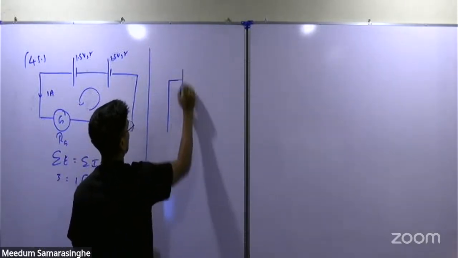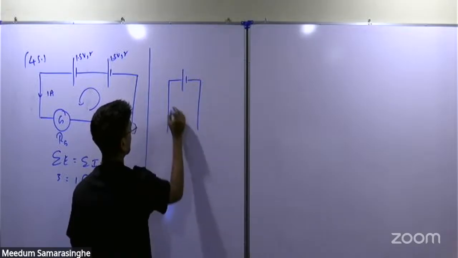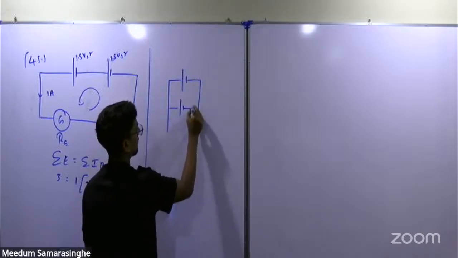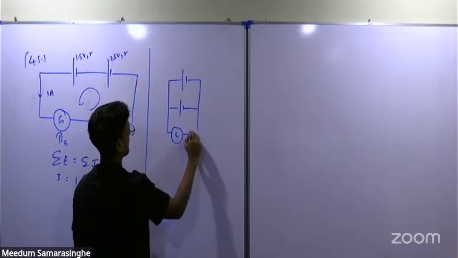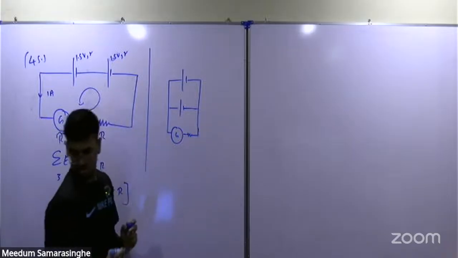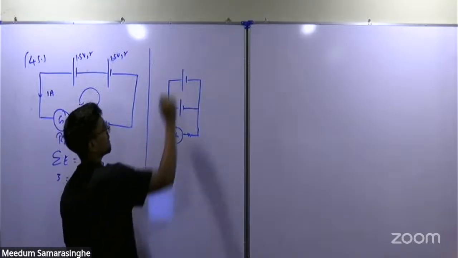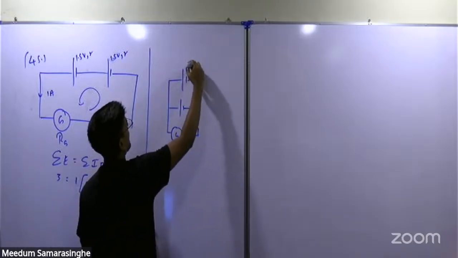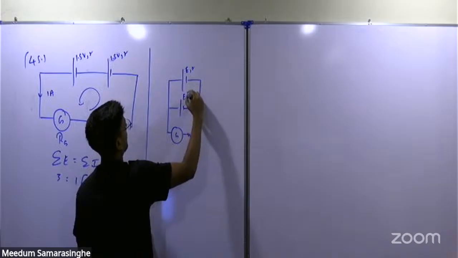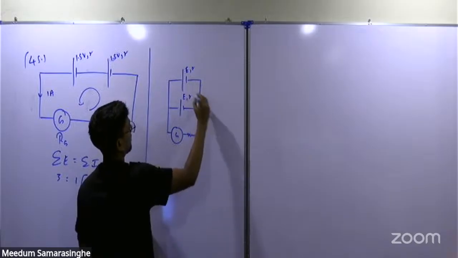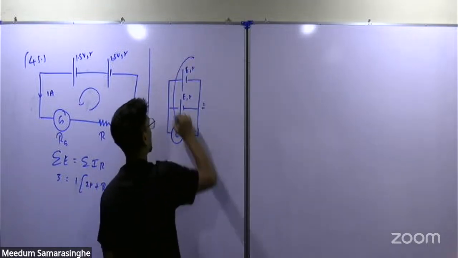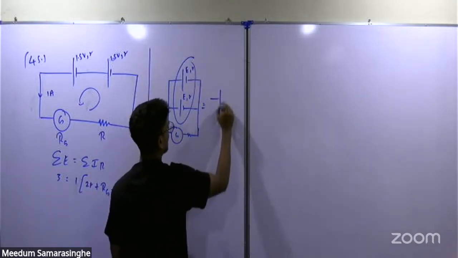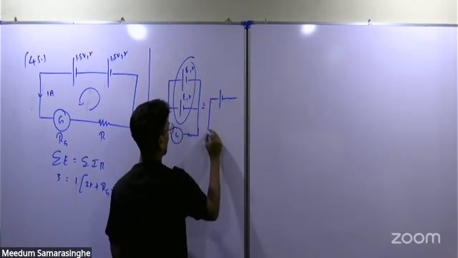The two cells are connected in parallel like this to the same galvanometer and the resistor, right? Like this, this is one E comma R, E comma R. Can you remember, when these two are connected in parallel, the equivalent of this one is like this. How to find the equivalent?